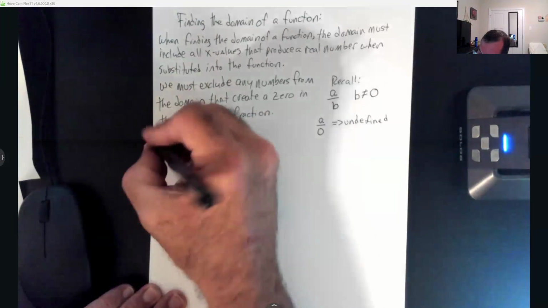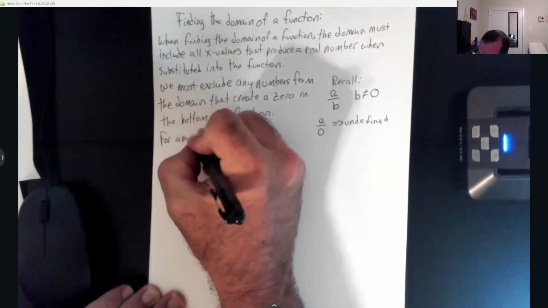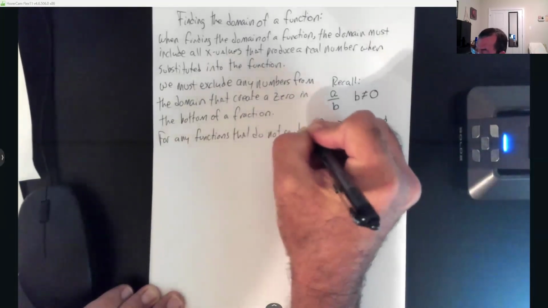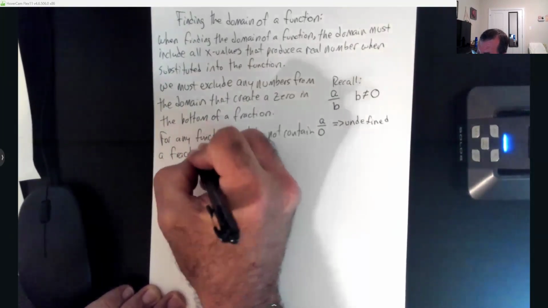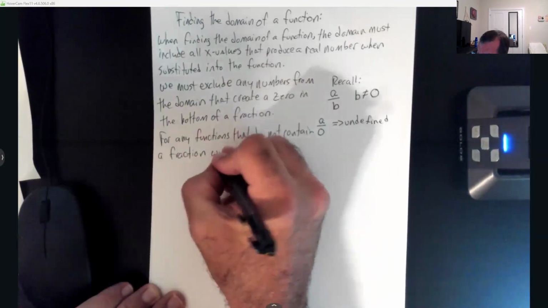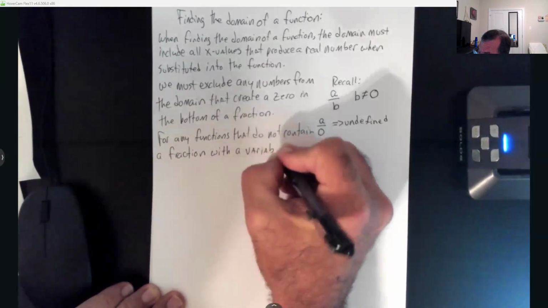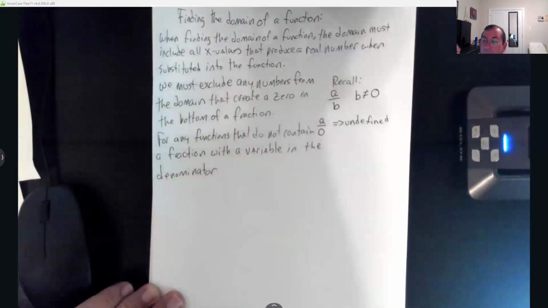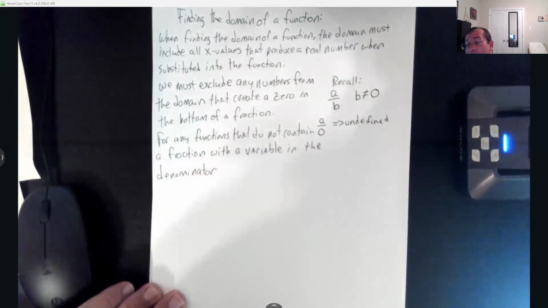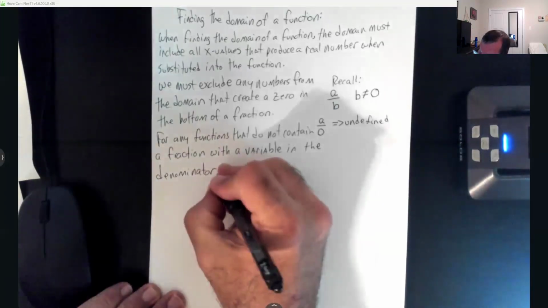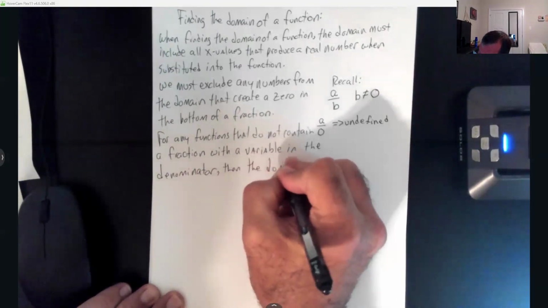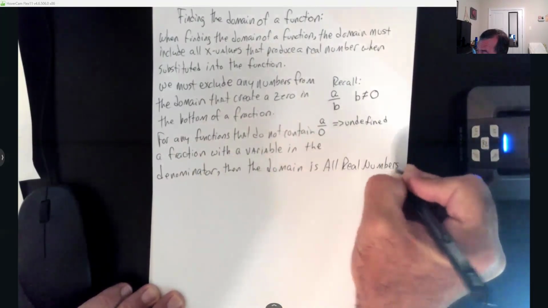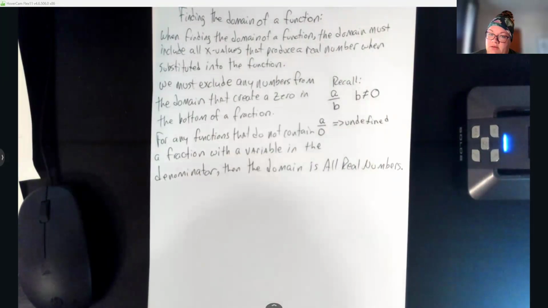Now, for any functions that do not contain a fraction with a variable in the denominator, so what I'm saying is, if you got a function and at this point, if it don't have a fraction with a variable in the denominator, then the domain is all real numbers. Okay. Can you write out an example of what you're saying? Oh yeah. Oh yeah.